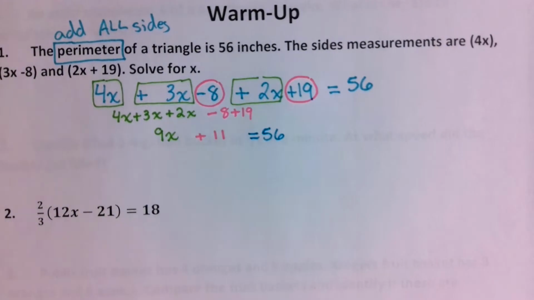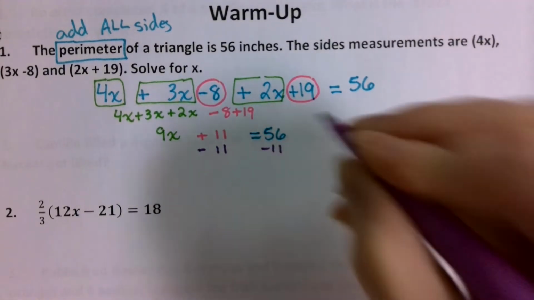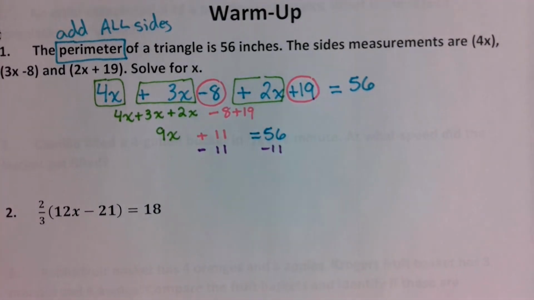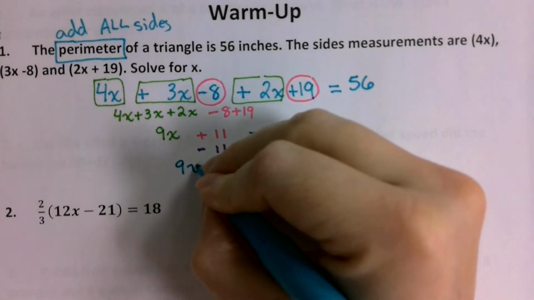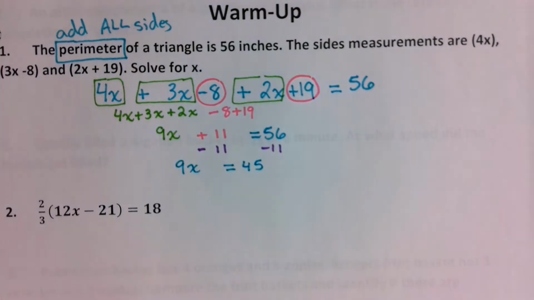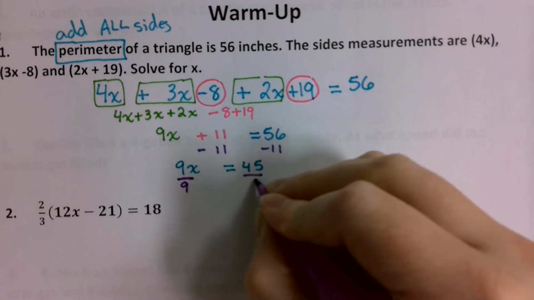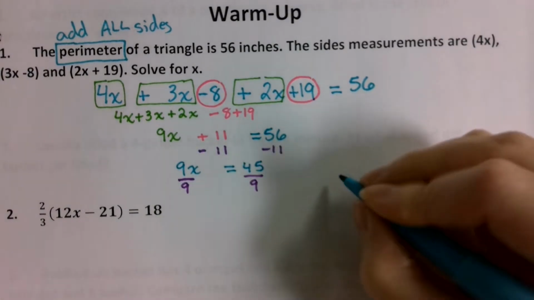So then we have to go ahead and solve. The first thing that we need to do is subtract the 11 from both sides. Right? We get rid of the constant. That's going to leave us with 9x is now equal to 45. Then our last step is to go ahead and divide both sides by 9. And we'll get x is equal to 5.